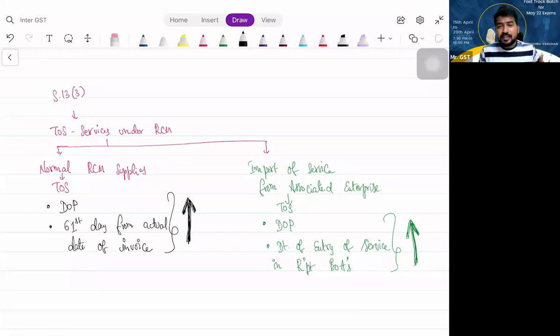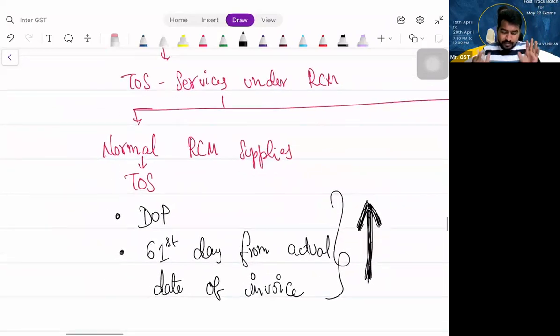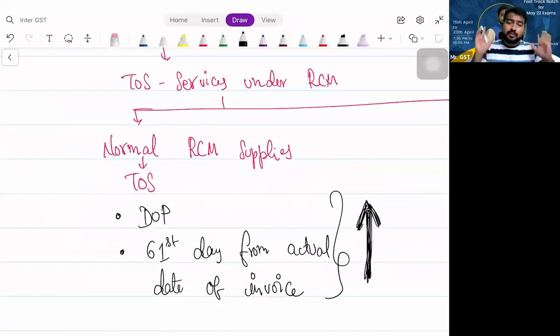But sir, already in services, I gave you a time limit to raise the invoice of 30 days. So 31 plus 30, how many days? 61. So the law is that 13 subsection 3 says the time of supply is the date of payment or the 61st day from the date of invoice, whichever is earlier. Is that clear? What is 13 subsection 3?